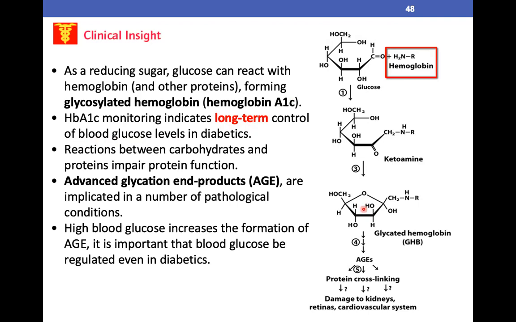And the other thing they want you to know is that after the glycosylation occurs, there's these things called advanced glycation end products. And those advanced glycation end products can lead to a lot of the complications associated with diabetes. So like kidney damage, retinal damage, cardiovascular damage. That's the main two concepts. I think that's the only thing they want you to know. That is it. No, that was really long.